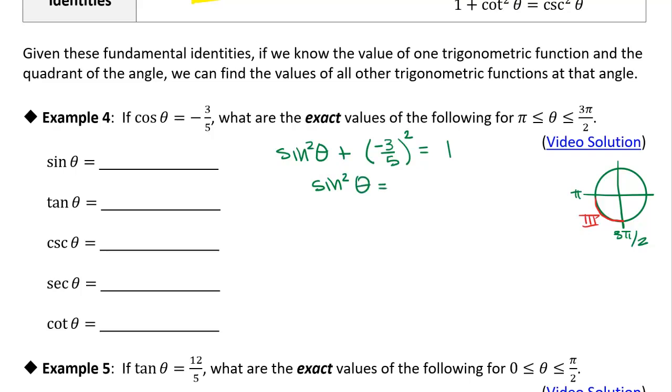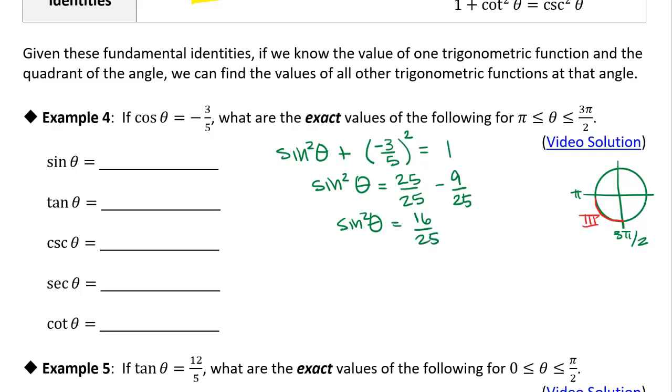Now when I square the negative 3/5, I'm going to get 9/25. So I'm going to rewrite 1 as 25 over 25, and then subtract that 9/25 from both sides. Just remember, when you square a negative, you get a positive, but then we're subtracting it from both sides. So sine squared of theta is then 16 over 25.